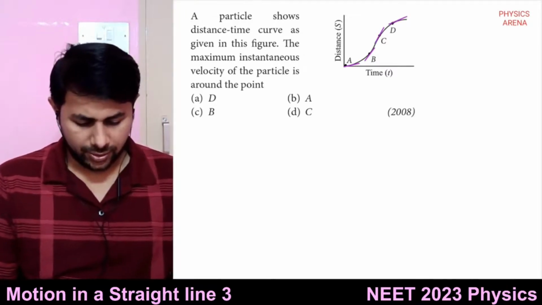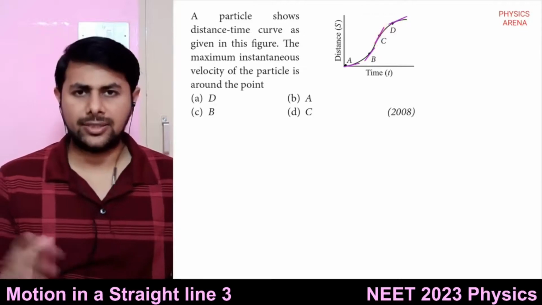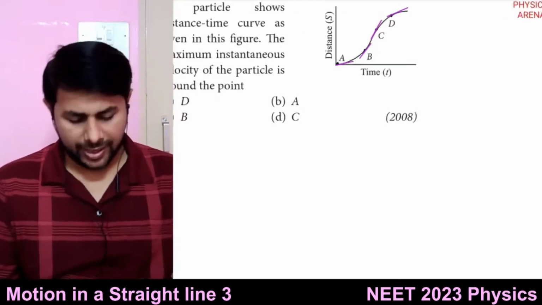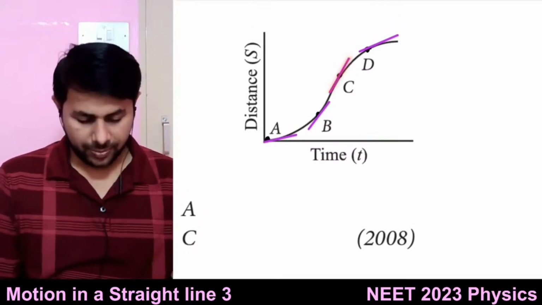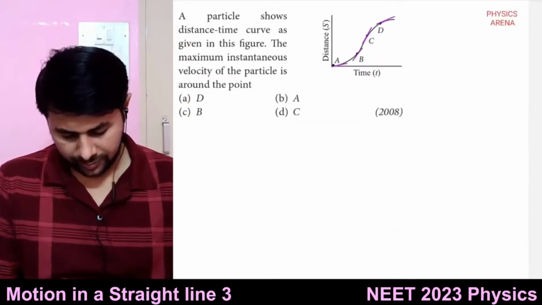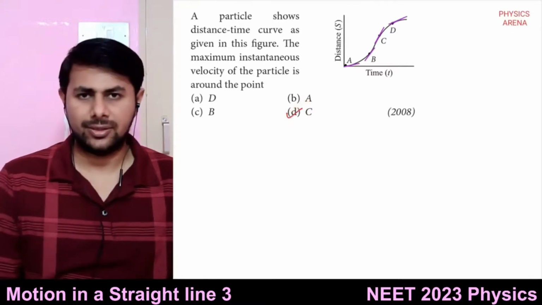Okay, so for me, this tangent has the maximum slope. For my eyes, you can check this. This one has the maximum slope. So the answer would be point C, and it is option D. So option D is the answer. Simple.